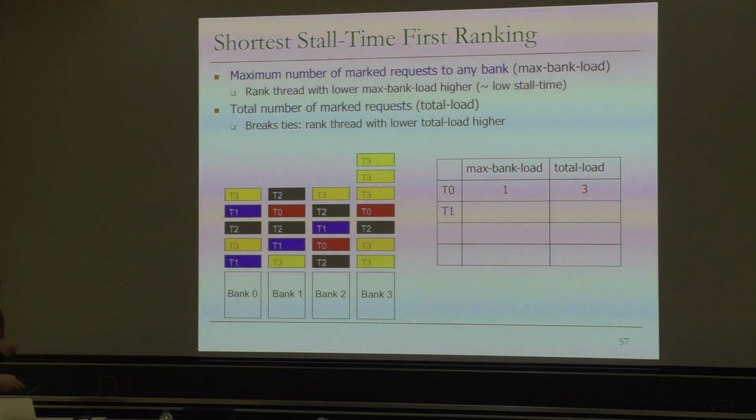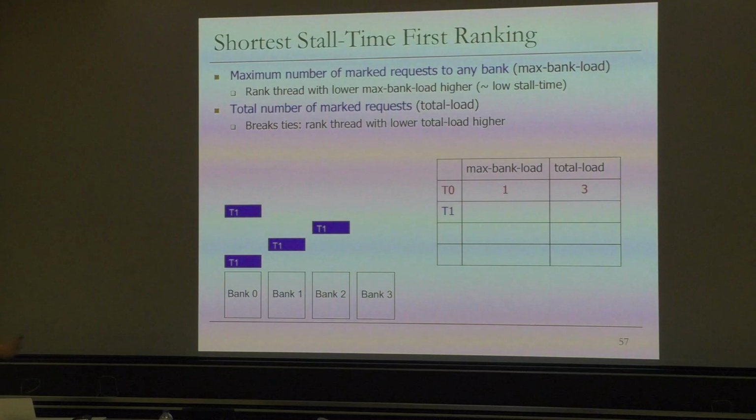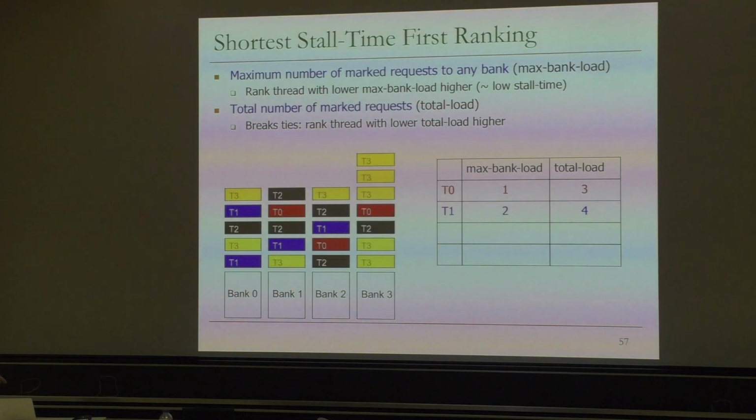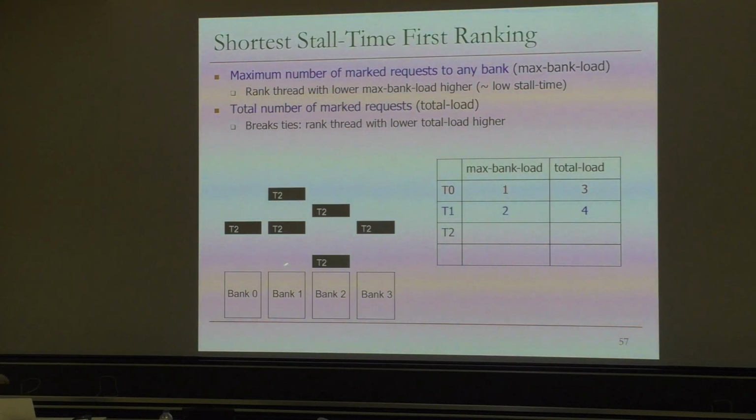So now you got the idea, hopefully. Thread 1, you do the same thing. Isolate its request. Its maximum load to any bank is 2. And it has a total load of 4 requests. Let's take a look at thread 2. Isolate the request of thread 2. Its max bank load is actually 2. It has actually 2 requests to 2 of these banks. But its total load is higher than thread 1, 6.